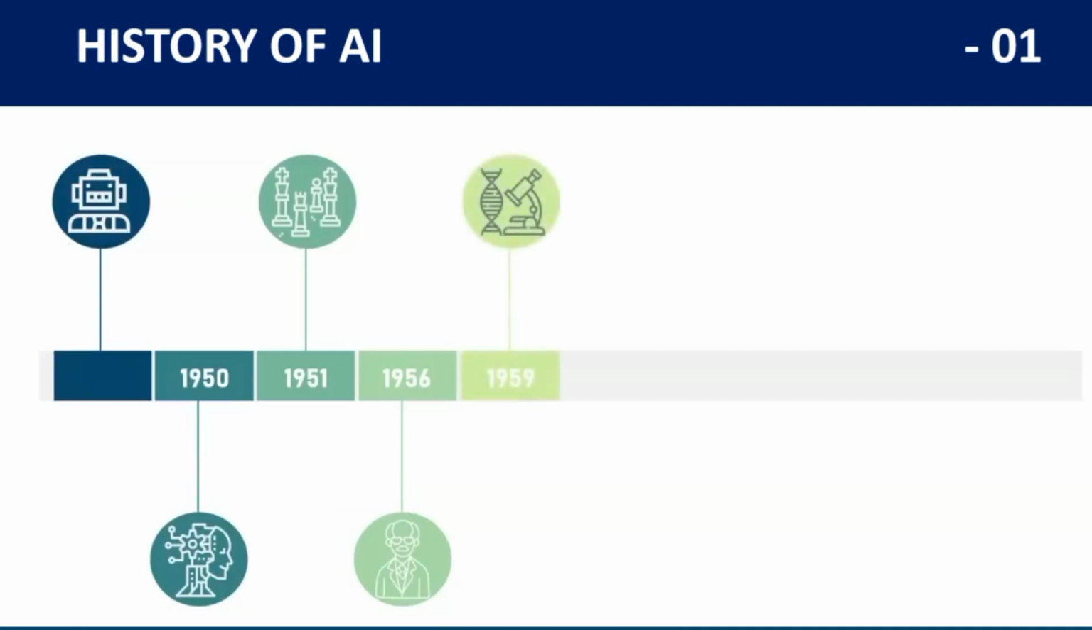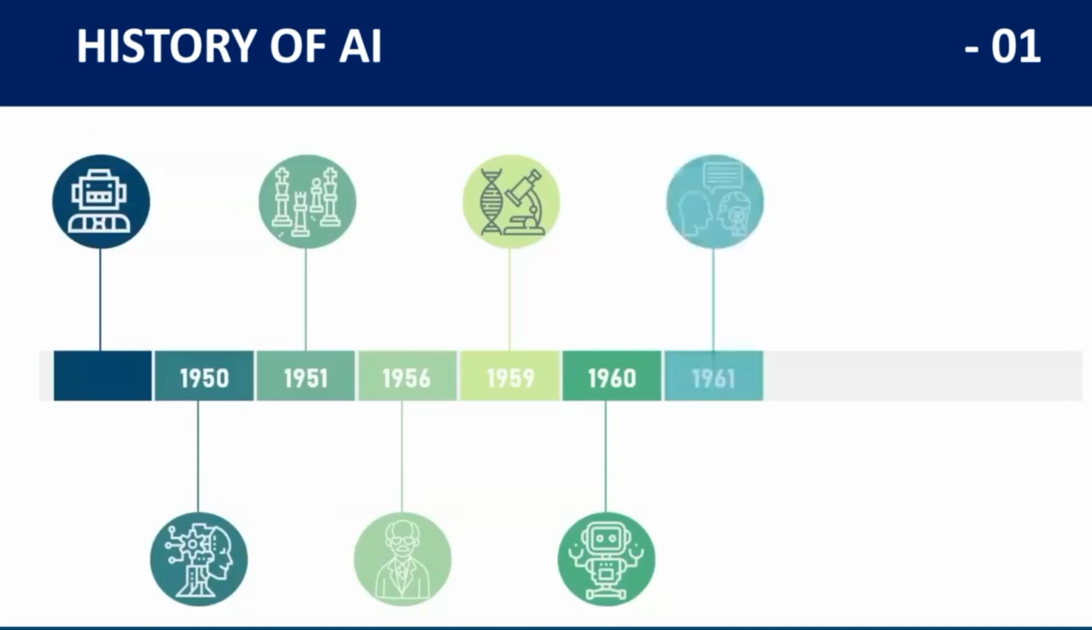Coming to the year 1959, the first AI laboratory was established. This period marked the research era for AI. So the first AI lab where research was performed is the MIT lab, which is still running till date. In 1960, the first robot was introduced to the General Motors assembly line. In 1961, the first chatbot was invented.